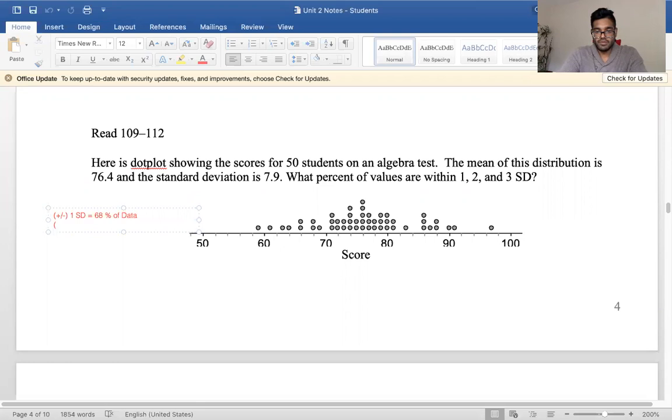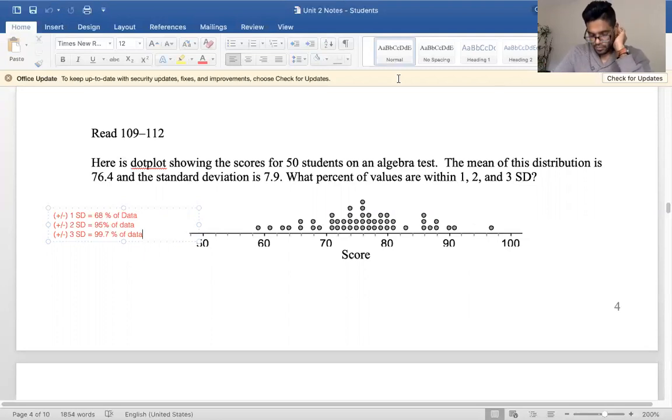And plus or minus 2 standard deviations is equal to 95% of data. And then you have plus or minus 3 standard deviations is equal to 99.7% of data. Now, the nice thing about this is that these distributions are normal, or are symmetrical, sorry. So you can divide each one of these into different pieces.